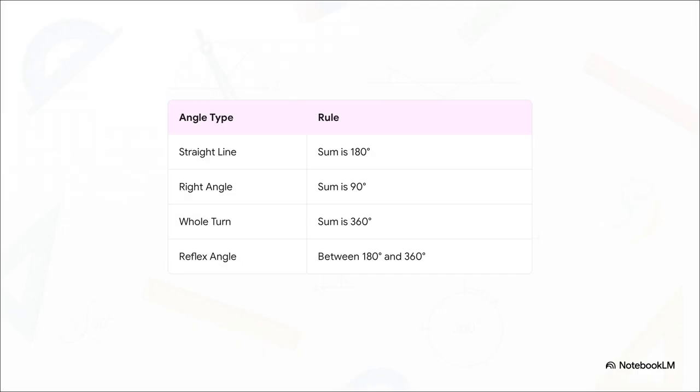Now, I highly recommend locking these magic numbers into your brain because they are literally the secret keys to solving almost every exam question in this chapter. A straight line, which gives you supplementary angles, will always sum to 180 degrees. A right angle, or complementary angles, they hit exactly 90 degrees. A whole turn, also called conjugate angles, is a full circle summing to 360 degrees. And a reflex angle, that's just any wide angle sitting somewhere in that gap between 180 and 360 degrees.